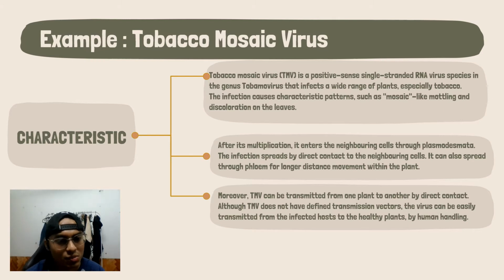The infection spreads by direct contact to the neighboring cells. It can also spread through phloem for longer distance movement within the plant. Moreover, TMV can be transmitted from one plant to another by direct contact. Although TMV does not have defined transmission vectors, the virus can be easily transmitted from the infected host to healthy plants by human handling.